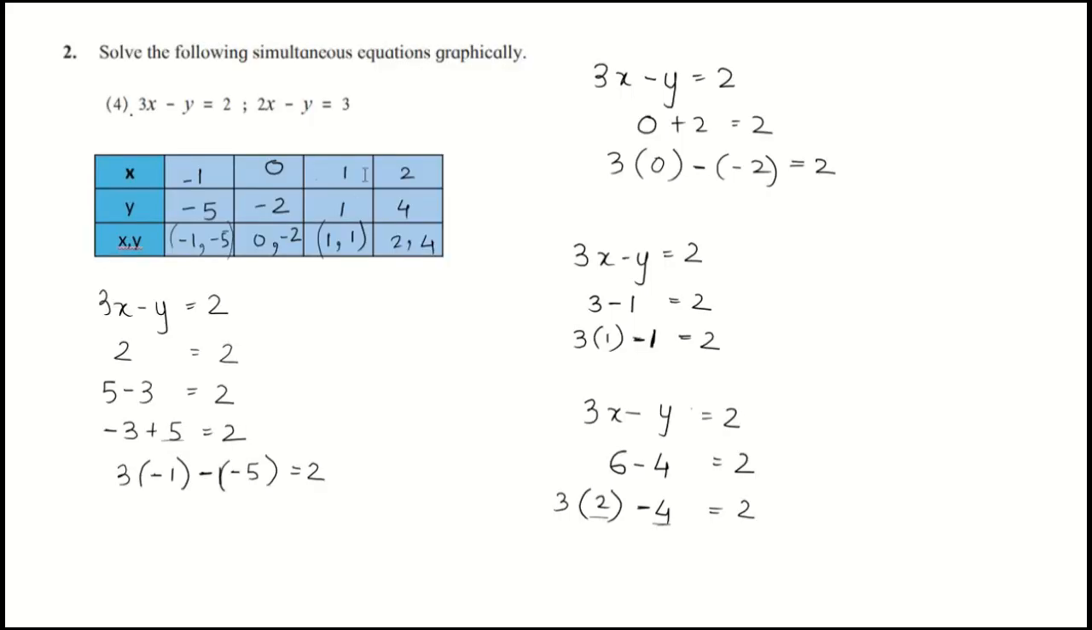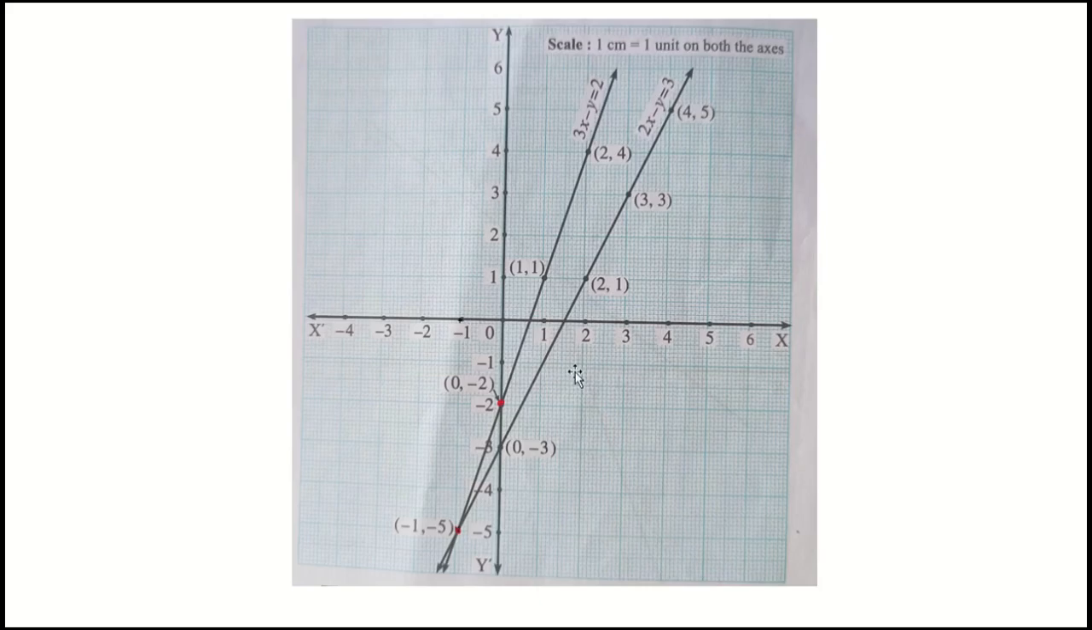Taking the third point 1, comma 1. X is 1 and y is also 1. On x it is 1 and on y it is 1. Both are positive, so it is here. X is 1 and y is 1. This is 1, comma 1.